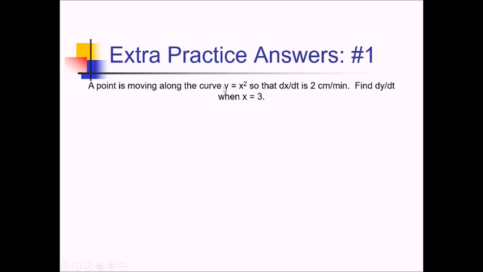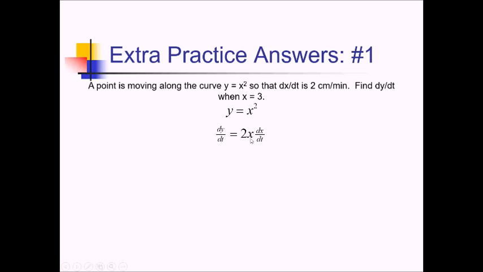So y, the derivative of that's going to be dy over dt. So this is our starting equation. We've got dy over dt equals, and now the derivative of x squared with respect to time, we're going to have 2x times dx over dt. And at this point, we're going to plug some things in. So we're solving for dy over dt, so we're going to leave this unchanged.